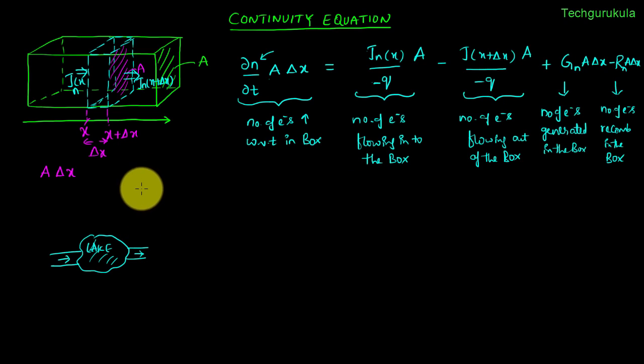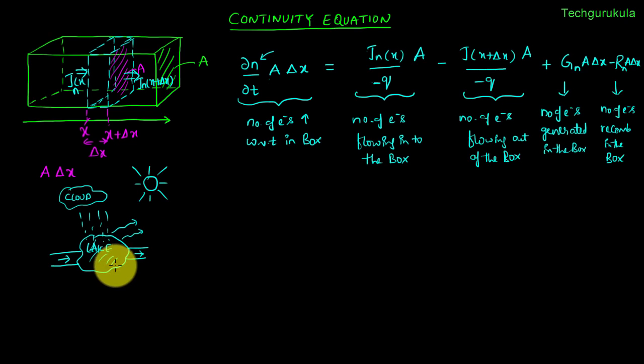And similarly, we have a situation where, let's say, we have sun, which evaporates the water, which means the content of water would decrease in the lake. But at the same time, we can have clouds, which can produce rain, which will fill this lake. In total, the water content in this lake can increase if the inflow is greater than the outflow, and the rain contribution of water is greater than the evaporation of the water. Rain and evaporation can be attributed to the generation and recombination of carriers in this box.